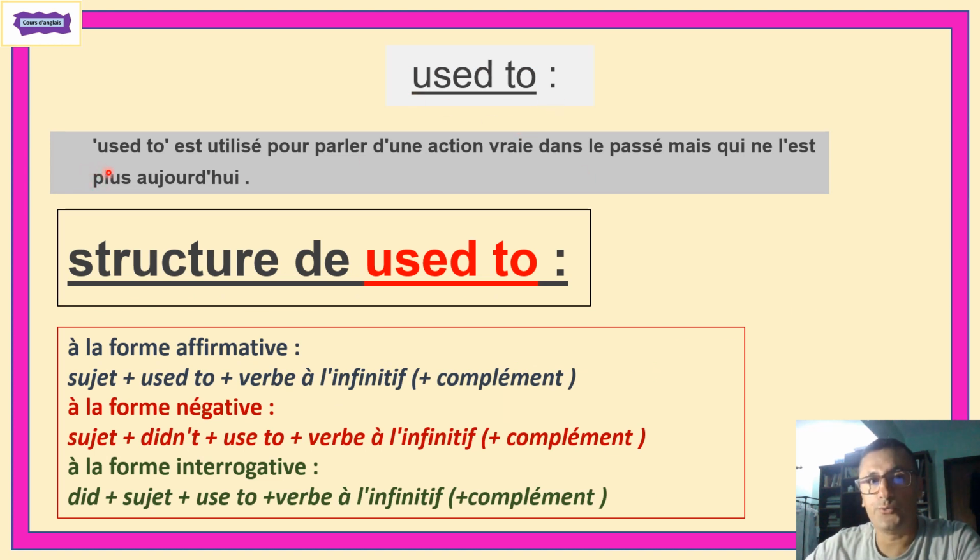Used to est utilisé pour parler d'une action vraie dans le passé, mais qui ne l'est plus aujourd'hui. La structure de used to, c'est comme ça. À la forme affirmative, c'est sujet plus used to plus verbe à l'infinitif plus complément. À la forme négative, sujet plus didn't plus used to plus verbe à l'infinitif plus complément. À la forme interrogative, did plus sujet plus used to plus le verbe à l'infinitif plus complément.